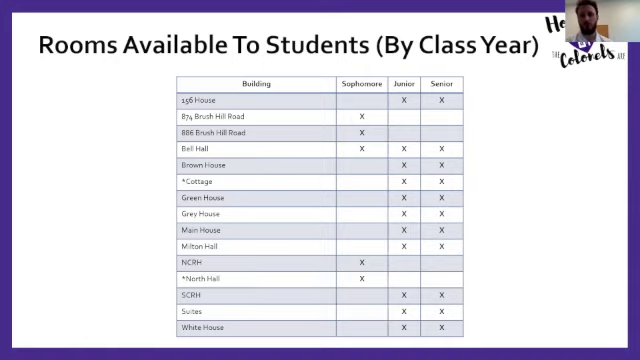Another thing to note for this year is that a lot of spaces have been reduced, either down from triples to doubles or doubles to singles. So there are 30 spaces that have been reduced in some way.